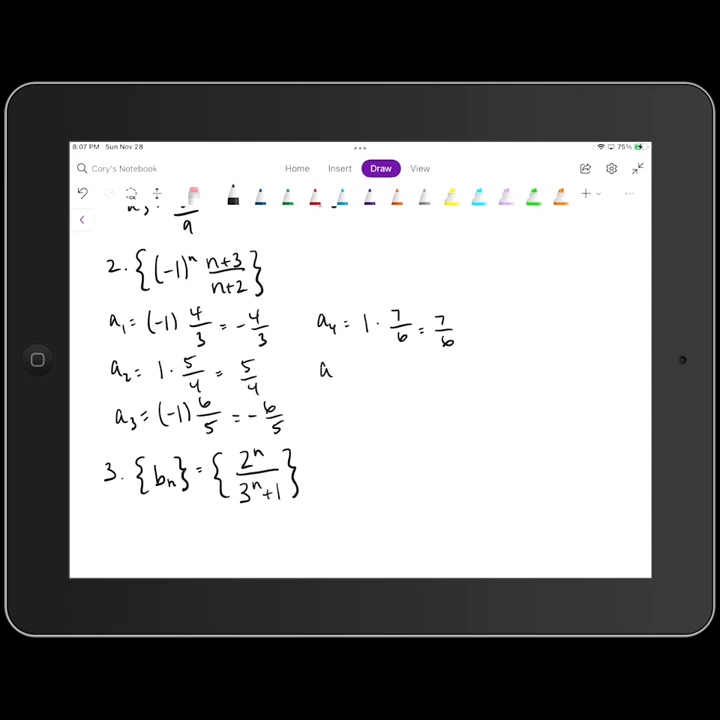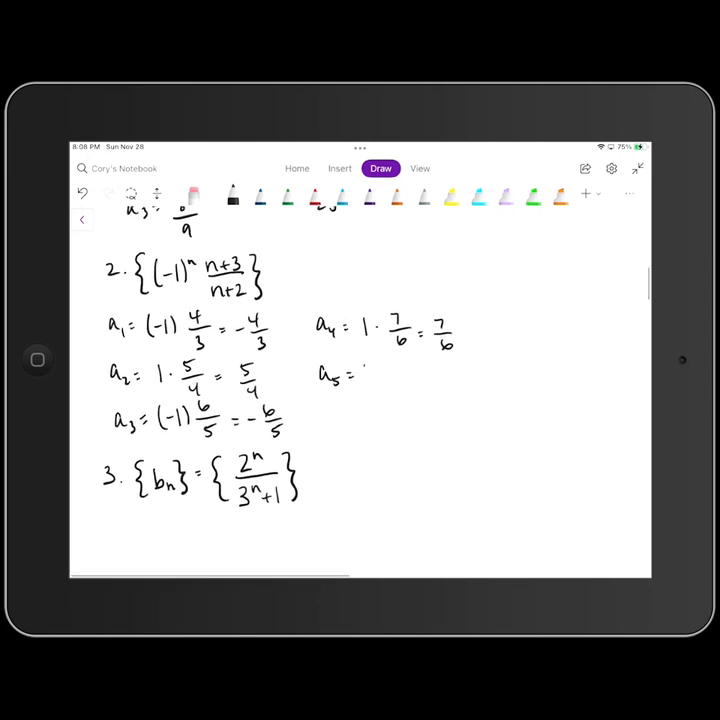And then a sub 5, negative 1 raised to the fifth power is going to be negative 1. And then 5 plus 3 is 8 over 5 plus 2, which is 7. So that winds up simplifying to negative 8 over 7.